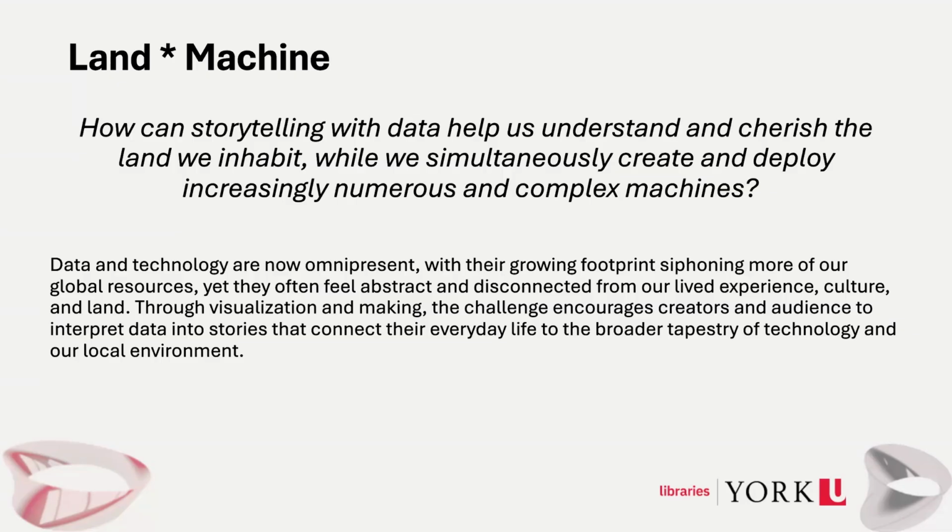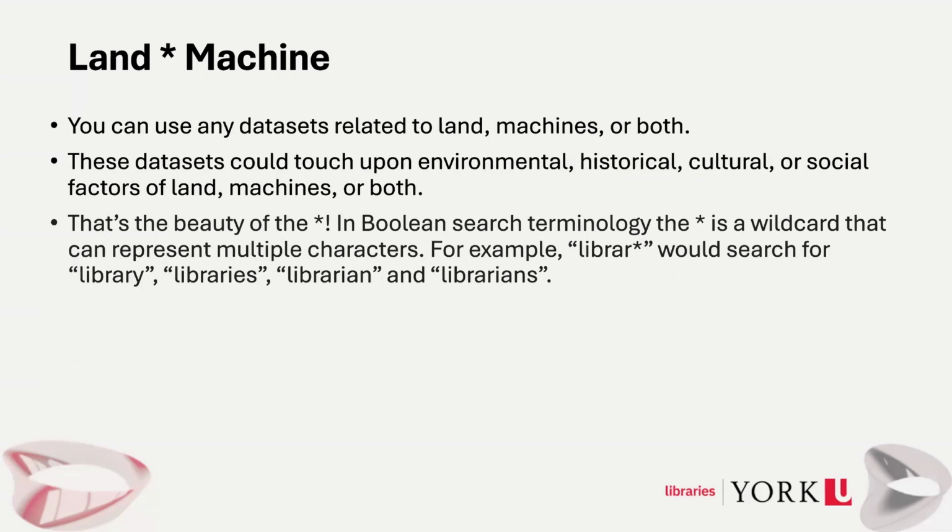So if we move to the next slide, really the idea is that students can use any data set that's related to land, machines, or both. It could be the environmental, the historical, the cultural, or the social factors of either of these or both of these topics. And really, that's the beauty of that star, the Boolean wildcard. This was a bit of our cheeky wink to library terminology. So the star or the asterisk is a wildcard in Boolean search terminology.